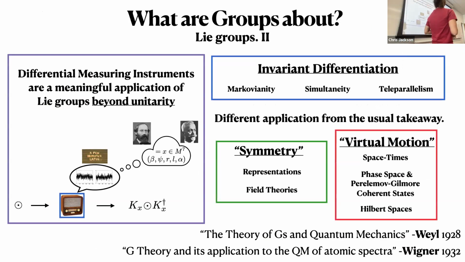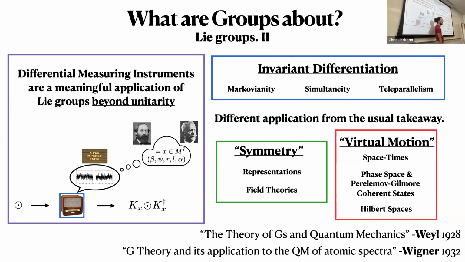Okay, so the point of this slide is to talk a little bit more about groups and what physicists think of when you talk about groups. Most of what physicists think about groups originates out of these ideas of Wigner and Weil.